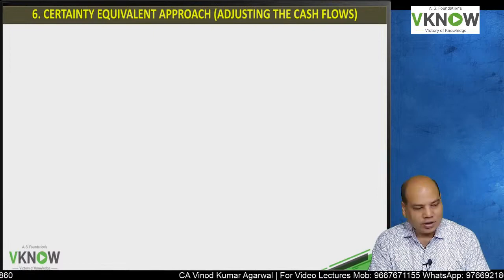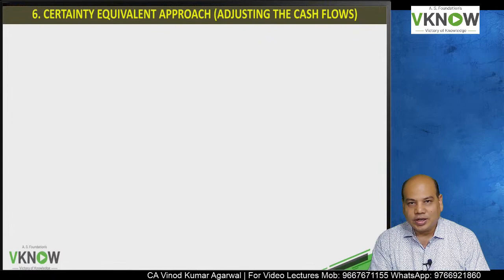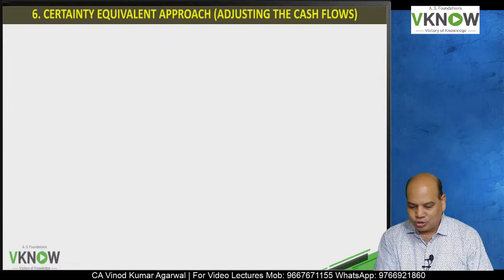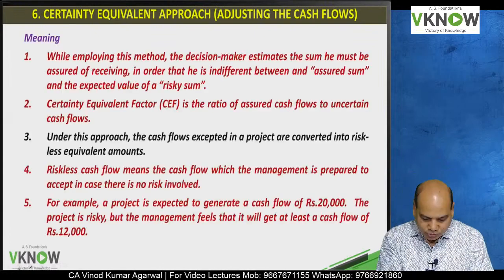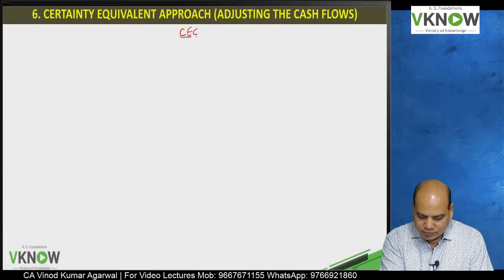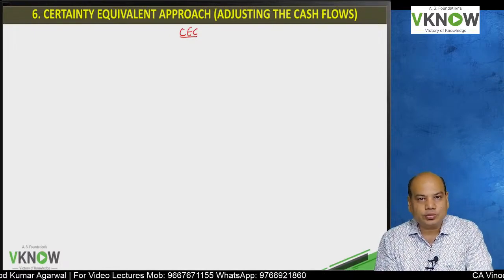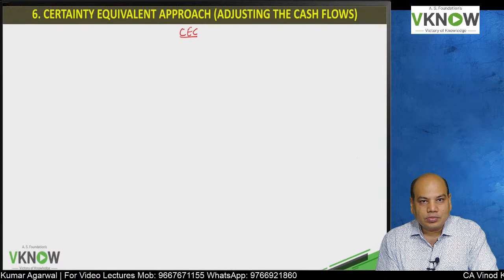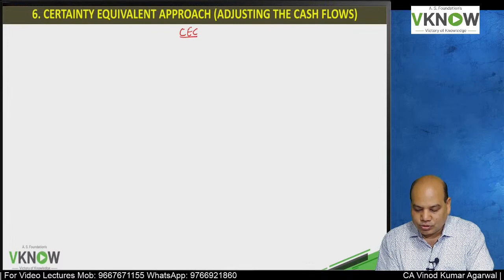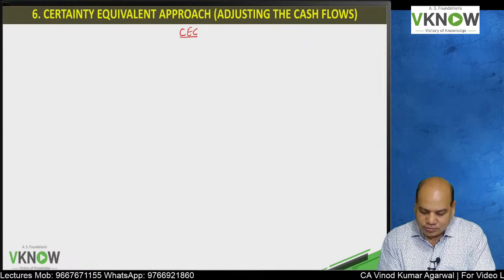We are now going to start a new concept called Certainty Equivalent Approach, CEC, in short. CEC stands for Certainty Equivalent Coefficient. Under this approach, instead of adjusting the discount rate, we are going to adjust the cash flows.